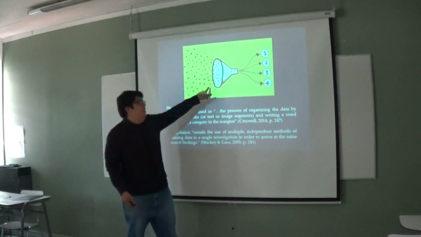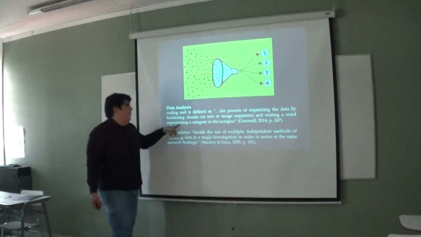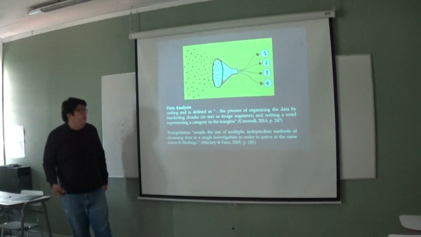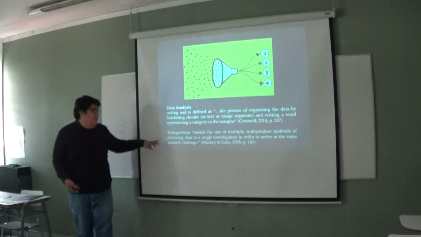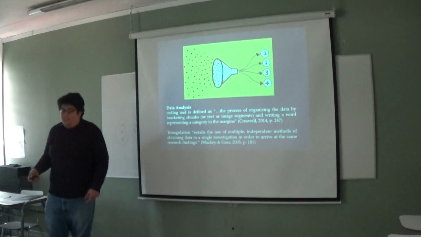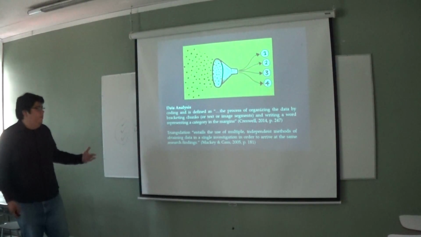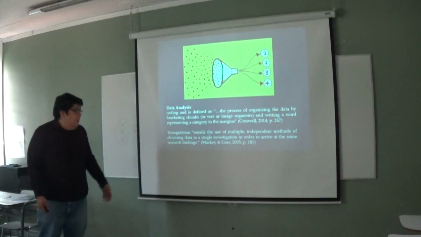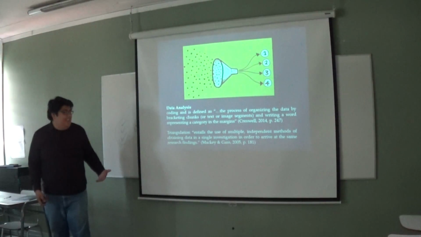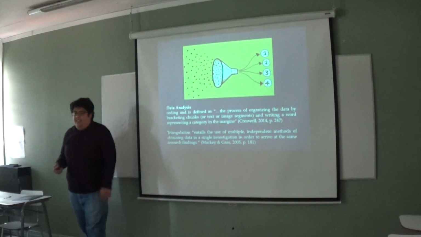Data analysis, as you may see in this picture, basically we have to have a lot of raw data in order to then create codes. So first coding, the process of organizing the data by breaking it into chunks and writing a word representing a category in the margins. And then with these margins and also the categories that are going to appear, I'm going to make a triangulation. Triangulation entails the use of multiple independent methods of obtaining data in order to cross-check the information.